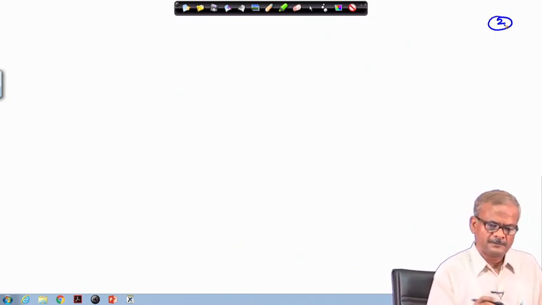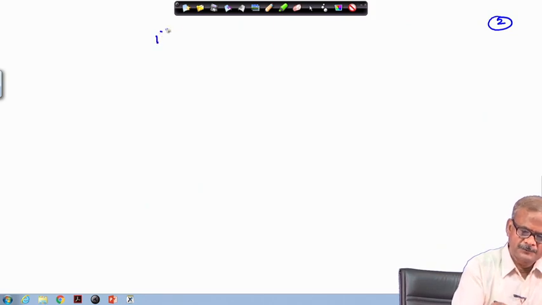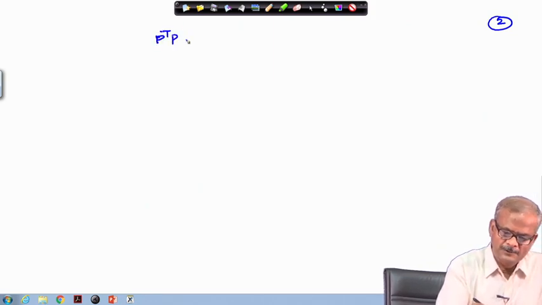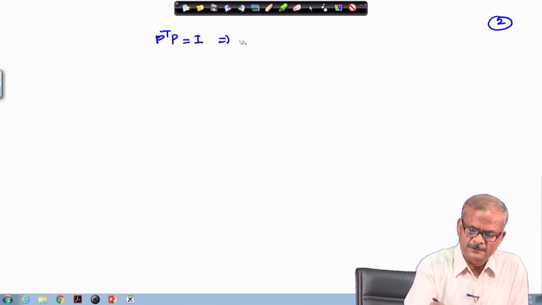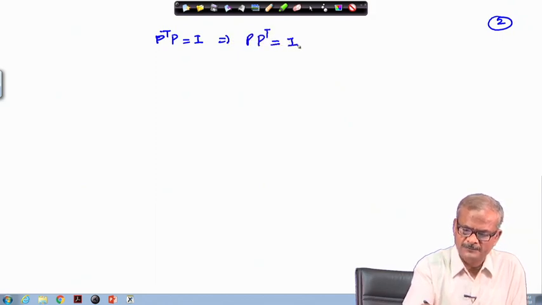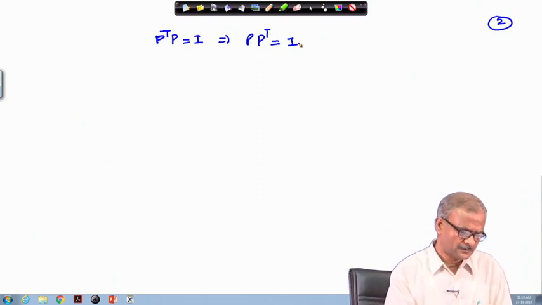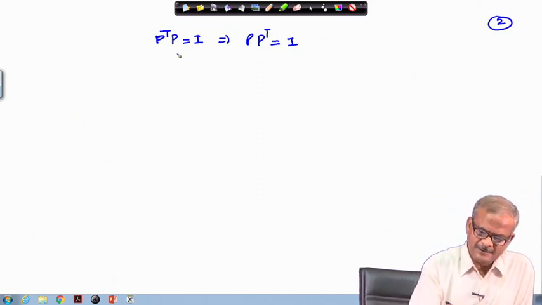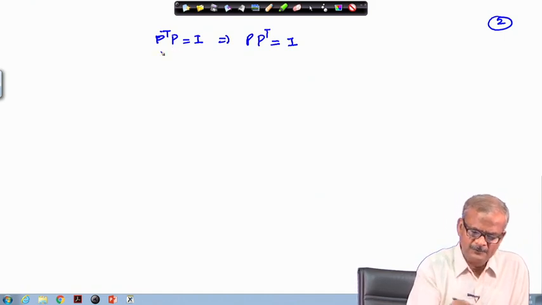If P transpose P equals I, as per our earlier derivation this will also imply that P times P transpose equals I. Let us check that P is indeed the rotation matrix about the vector A.